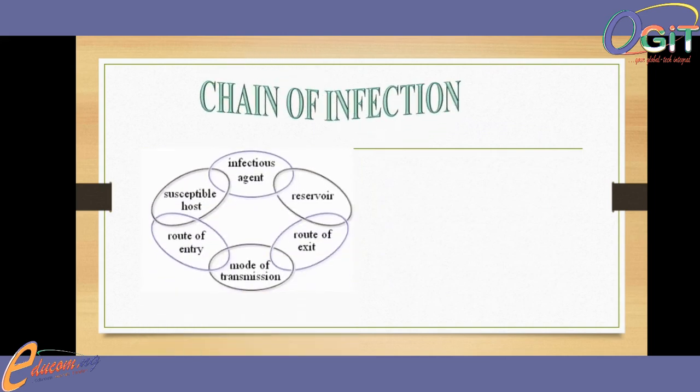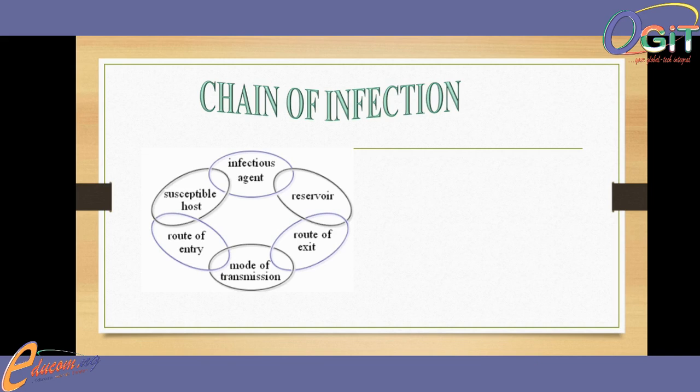And the chain of transmission ranges from the infectious agent, which is the carrier of infection from one person to another, like the bacteria, virus, fungi, and parasite that I listed earlier. Now to the reservoir. The reservoir is a place where the infectious agent is normally present before infecting a human. And to the route of exit. The route of exit is a site through which the infectious agent gets out of the reservoir.